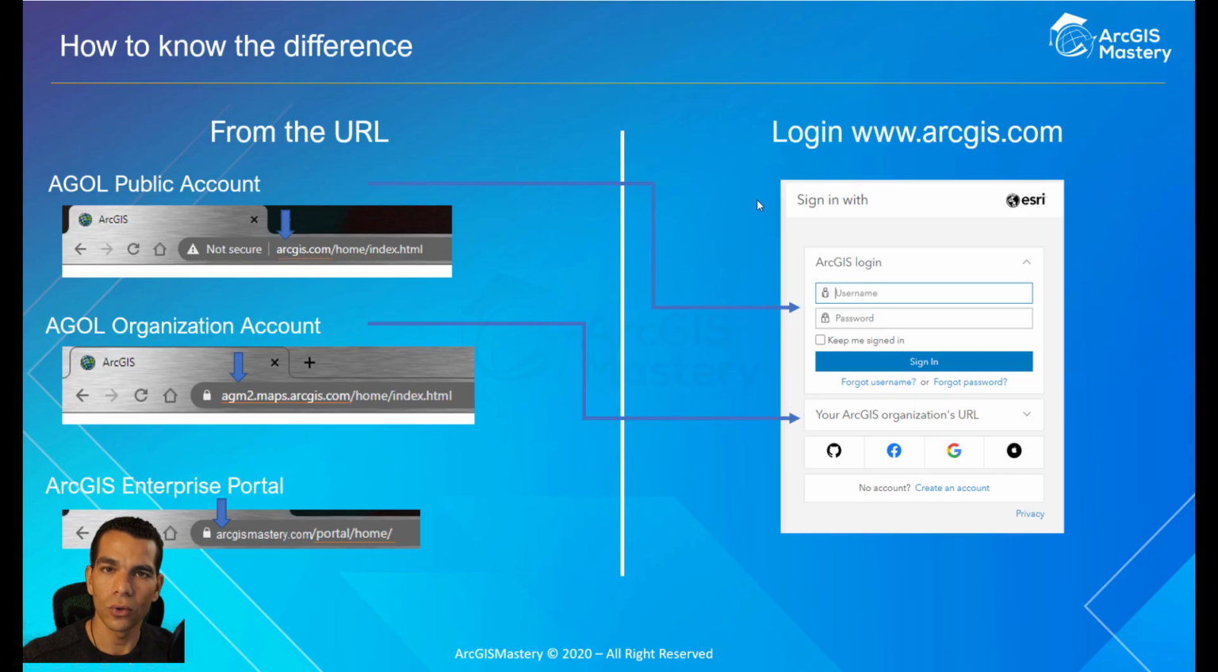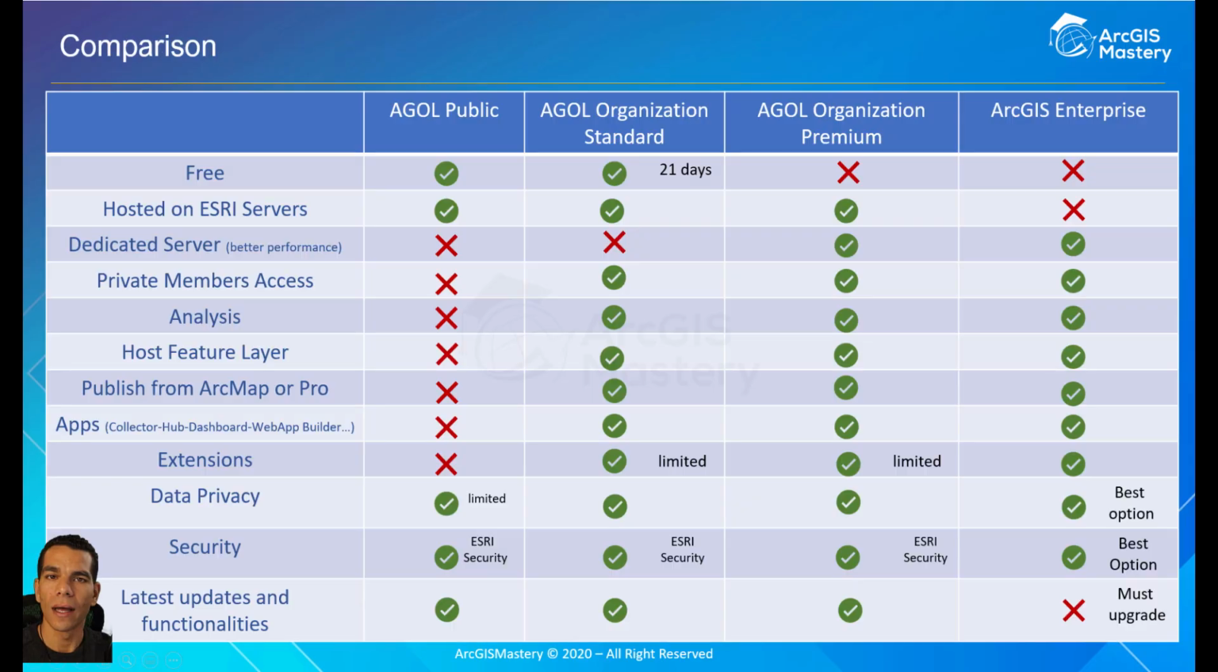And when you go to www.arcgis.com, you will see that you have two options to log in. Here you can log in to the public account, and here you can log in to your organization account. And when you try to connect to enterprise portal, you will see that you receive a window asking you for your username and password that has been given to you by your network administrator.